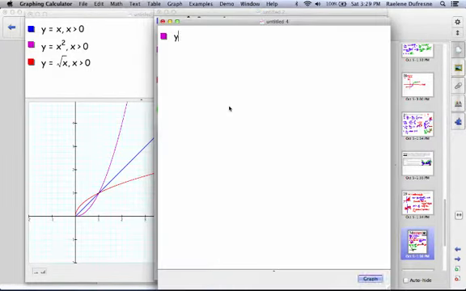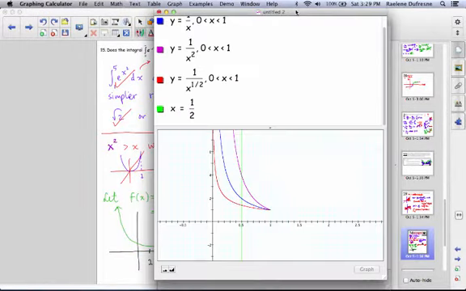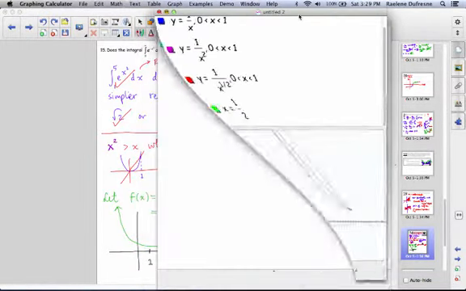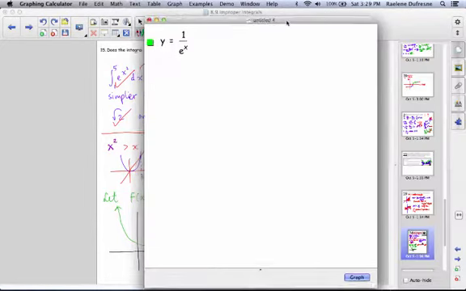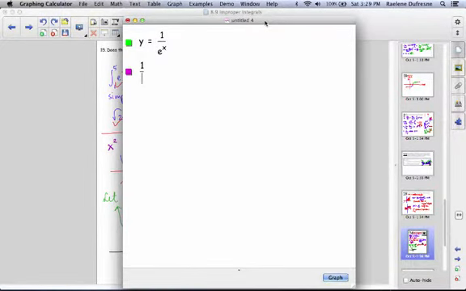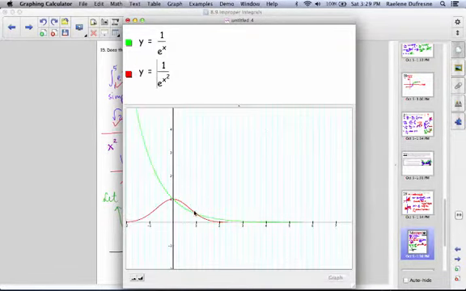So if I look at y equals 1 over e to the x as my green function, and my red function is 1 over e raised to the x squared, I see that when x is greater than 1, the red function is higher, because we have the reciprocal, but when x is less than 1, the green function is the higher and the red is the lower.